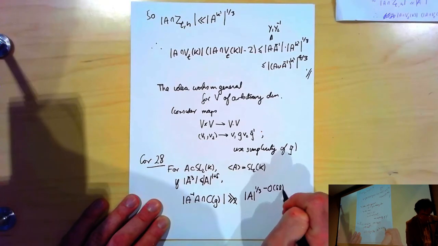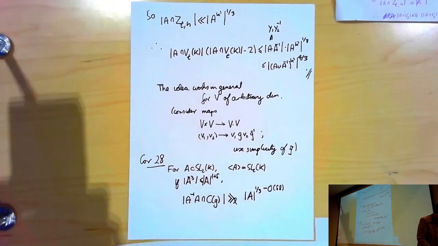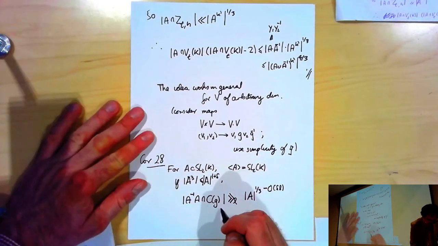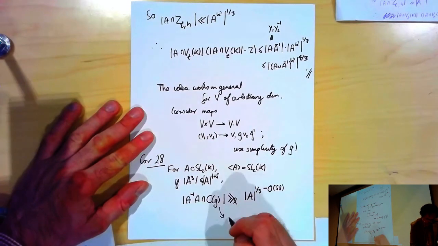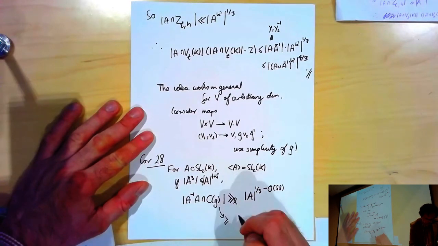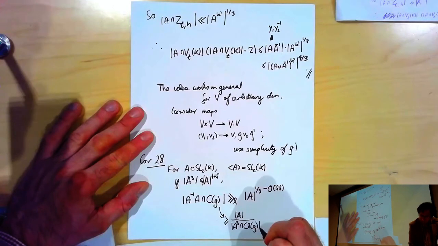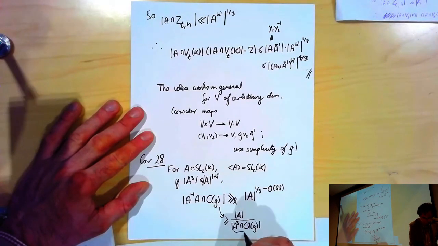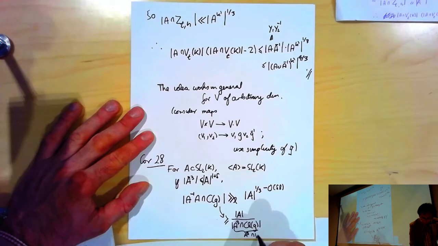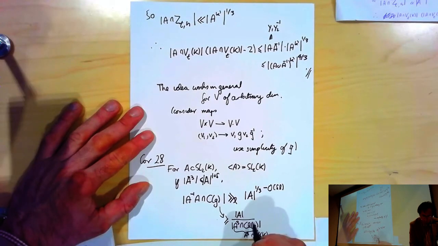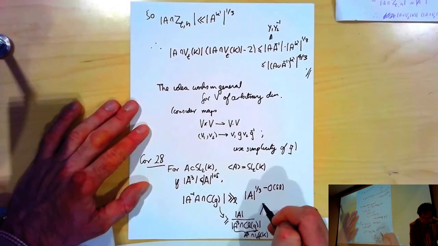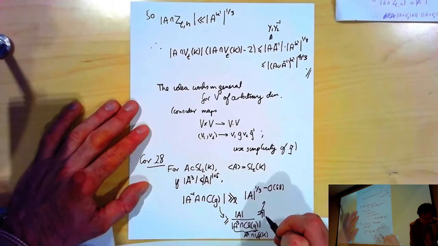So why do we obtain this? Because, I just remind you, by the orbit stabilizer theorem, you get that this is at least A, and here you have A cubed intersection the conjugacy class. But this is precisely what we have just bounded. This is A cubed intersection V_TK. So you obtain what we wanted. So this is the one-line proof.